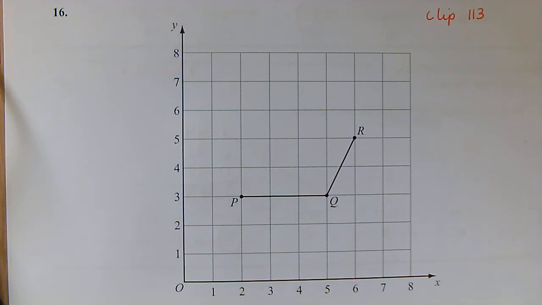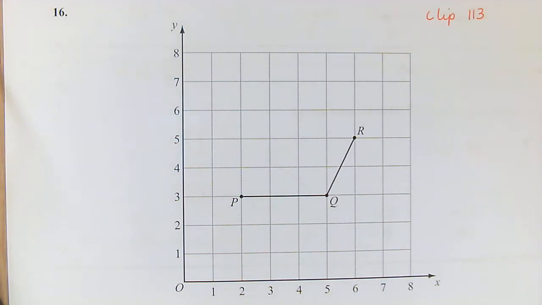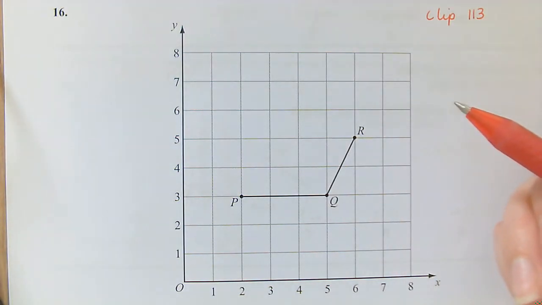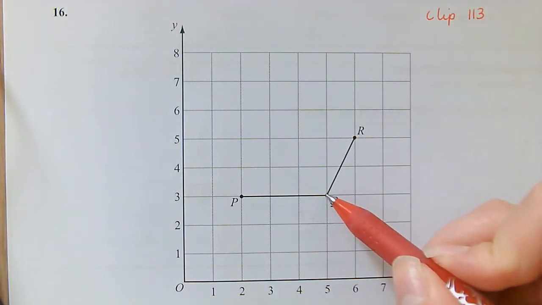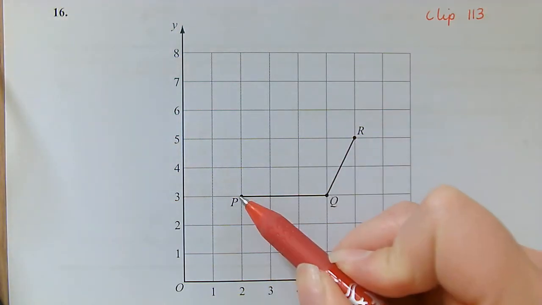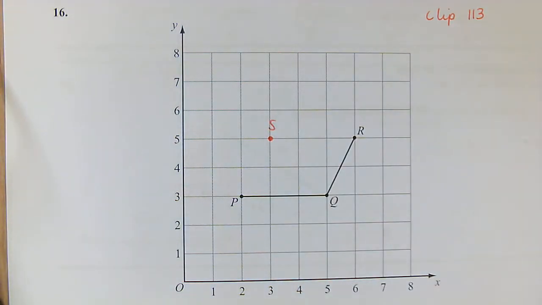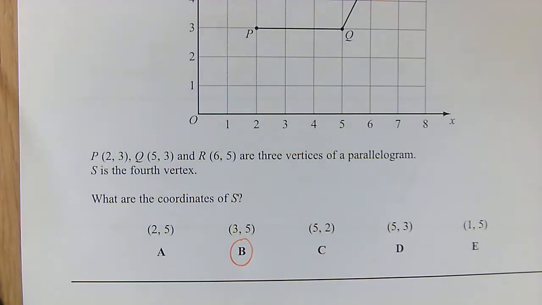Question 16. We've got some coordinates and we're told that they are 3 vertices of a parallelogram. We need to find the final coordinate for the 4th vertex. So if we look here in our parallelogram, we've got 2 pairs of parallel lines. So here is QR, so that means that QS must be parallel, S must be here, so that is the coordinate 3, 5, which is B.